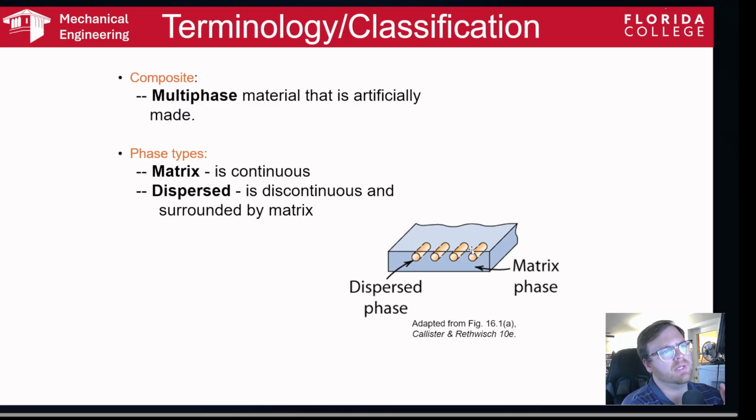So the matrix is a continuous medium, and then we have a dispersed phase, okay? This is a discontinuous material that is surrounded by the matrix material. So let's say this is fiberglass. Here are our strands of glass fibers, and they're surrounded by a polymer matrix of some kind, right? And that's what we're looking at here.